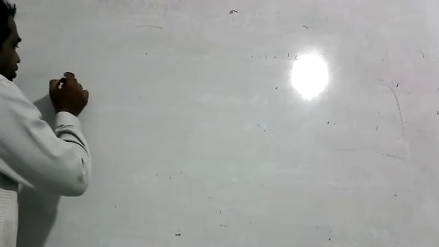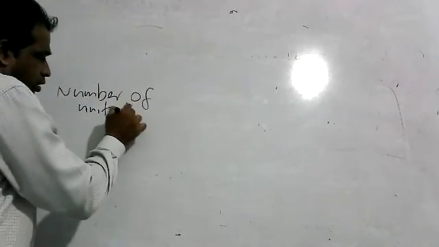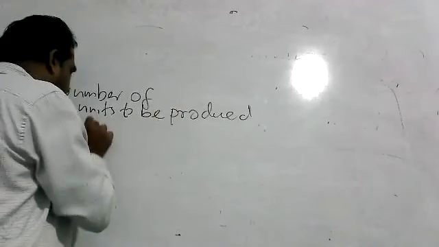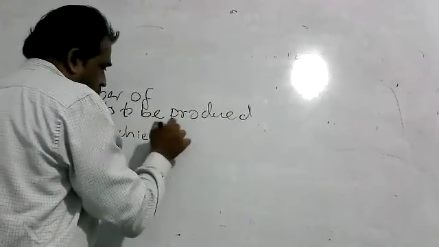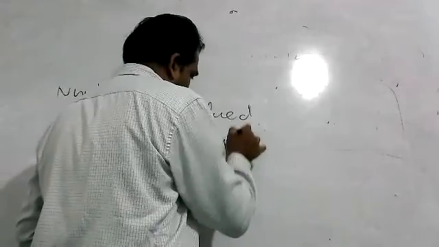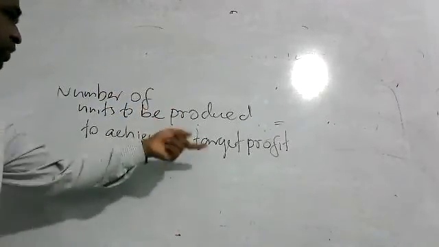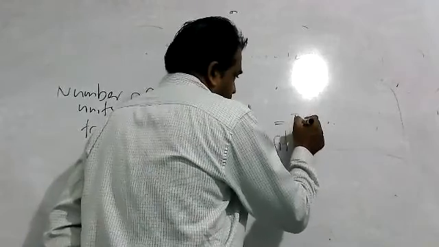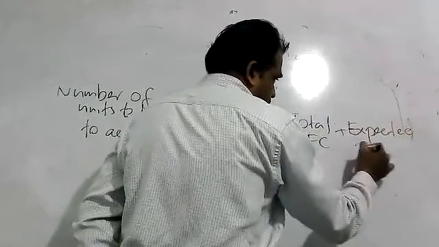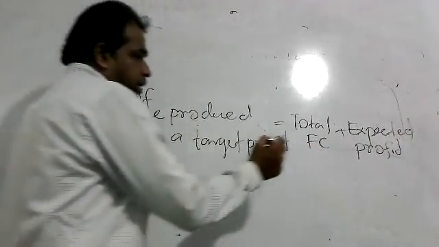Then we have a formula. The number of units to be produced to achieve a target profit equals total fixed cost plus expected profit, divided by unit contribution. Total FC means total fixed cost, plus expected profit, divided by unit contribution.